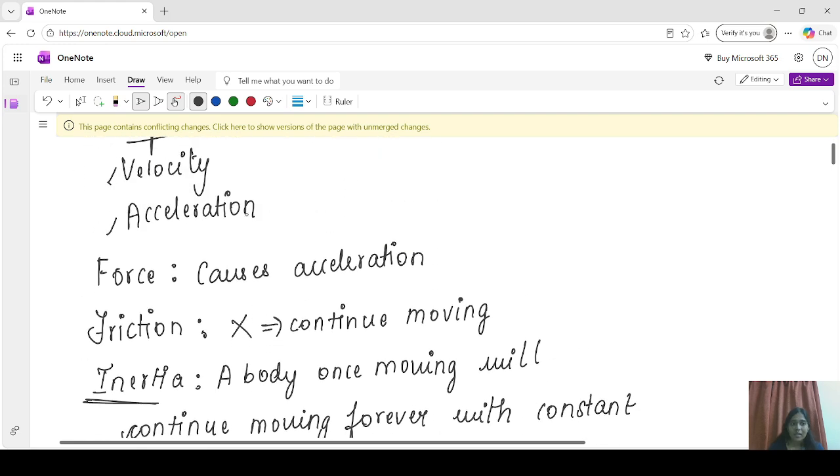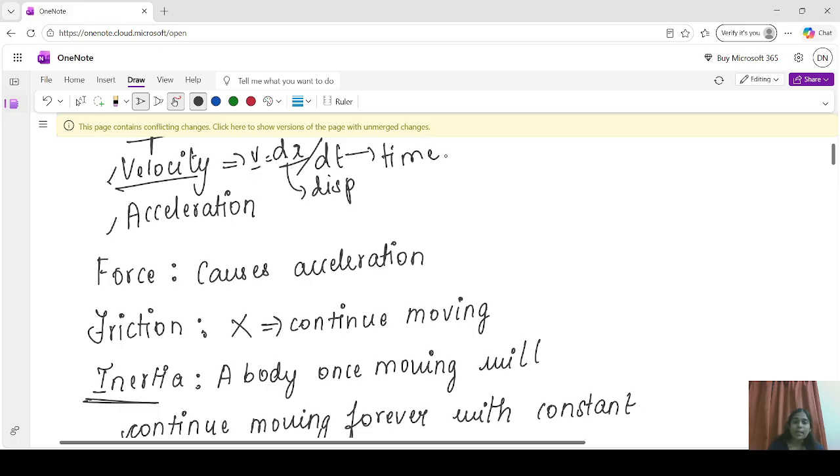Okay. And next, let us see about velocity. What is velocity? The rate of change of displacement with time. Right? Now, what is the formula of velocity? v = Δx/Δt. What is v here? Velocity. And what is Δx here? It is displacement. Okay. And what is t here? Time taken.